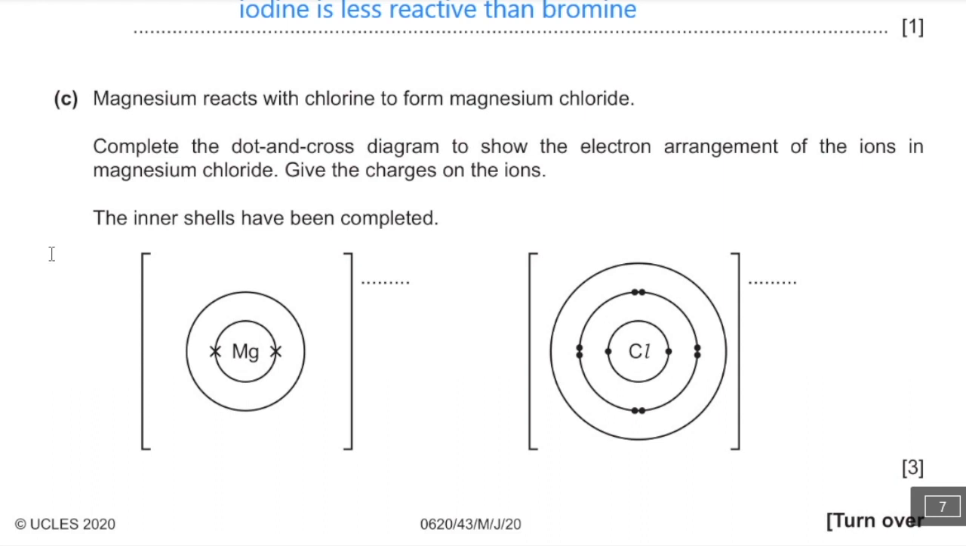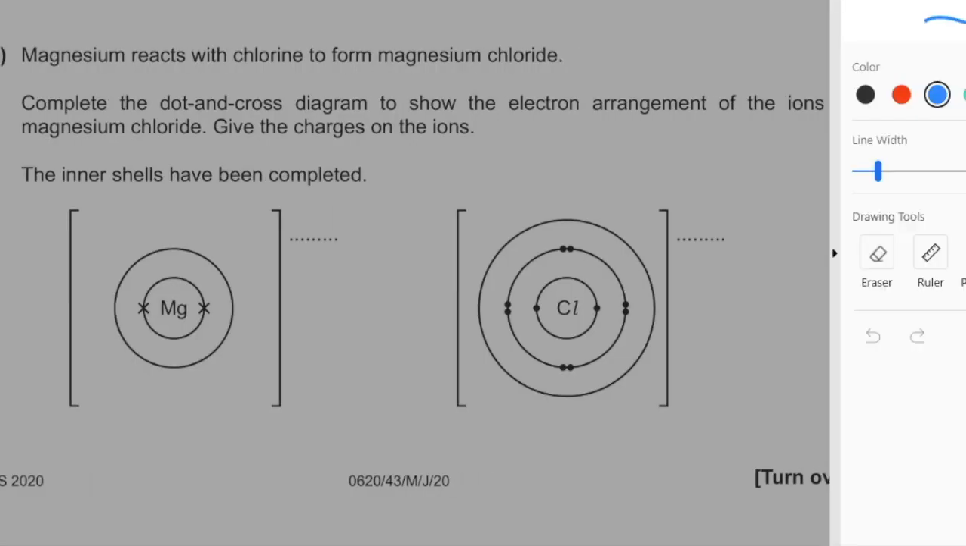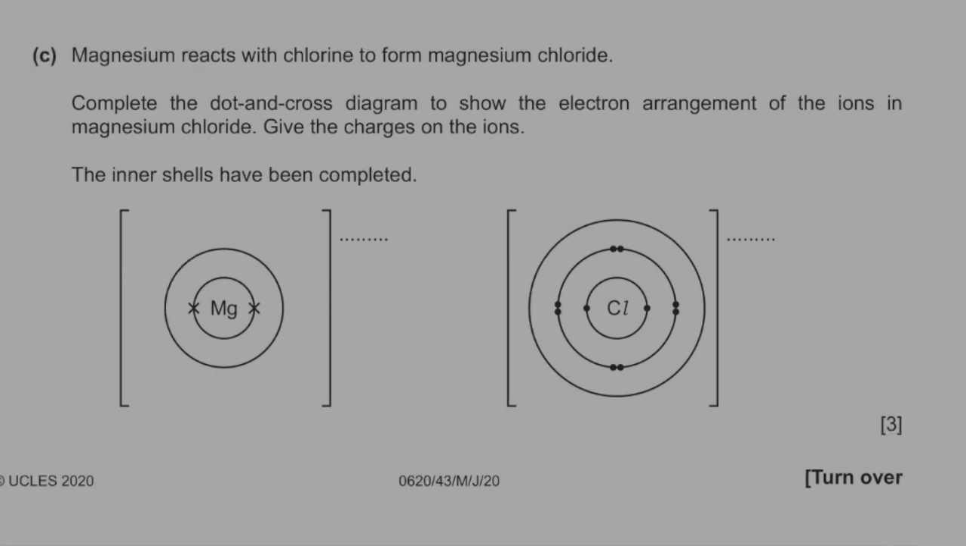C. Magnesium reacts with chlorine to form magnesium chloride. Complete the dot and cross diagram to show the electron arrangement of the ions in magnesium chloride. The charges on the ions and the inner shells have been completed. So magnesium loses its outer shell electrons, which were initially 2. So now it gains a complete outer shell with 8 electrons.